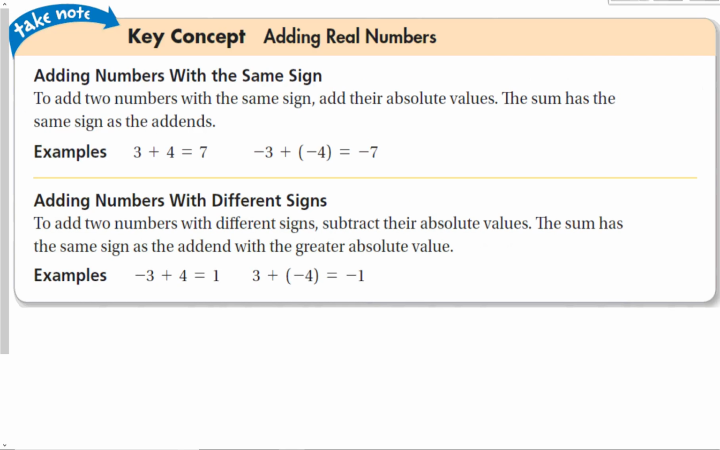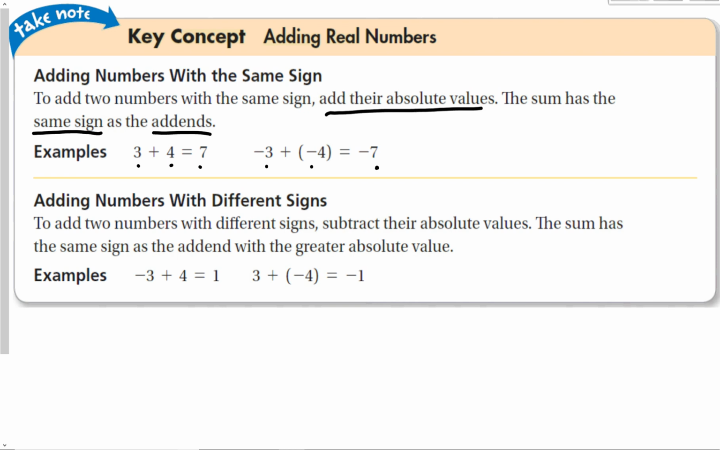Okay, so when we want to add numbers with the same sign using absolute values, we can add two numbers with the same sign by adding their absolute value, and the sum has the same sign as the addends, which means the things we're adding together. So in our first example, 3 plus 4, they're both positive, is going to equal 7. -3 plus -4, well, they're both negative, so I just add the 3 and the 4, and I make the answer negative. Okay, so -3 plus -4 is going to be -7.